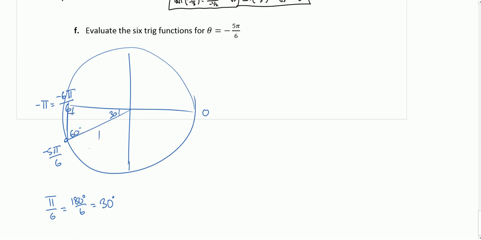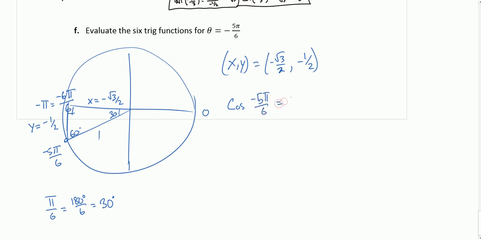Radius of 1, the x value is going to be negative root 3 over 2. The y value is going to be negative 1/2. So we have x, y as negative root 3 over 2, comma, negative 1/2. Our x values are cosine. Cosine of negative 5 pi over 6 is equal to negative root 3 over 2. Our sine of negative 5 pi over 6 is the y value, which is negative 1/2.